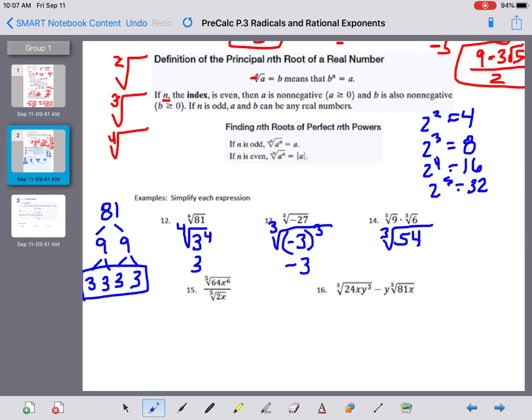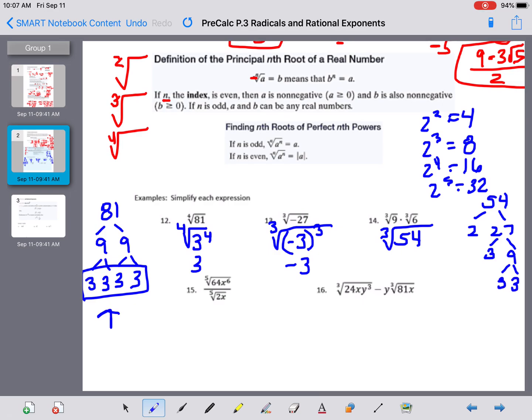And again, this is where the tree over here might be really helpful for 54. So on 54, I'm going to start, I know it's even, so 2 and 27. And then 27 could be 3 and 9. 9 could be 3 and 3. Doesn't look like I'm going to do any more there.